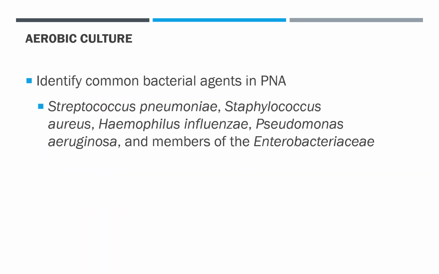So in this context of respiratory conditions, the test to get if you want the culture is an aerobic culture, because these are bacteria that are living in the airways and exposed to oxygen. So this is used to identify common bacterial agents in pneumonia, such as those here. I mentioned Streptococcus pneumoniae is the most common. You'll often hear people call it S. pneumoniae.